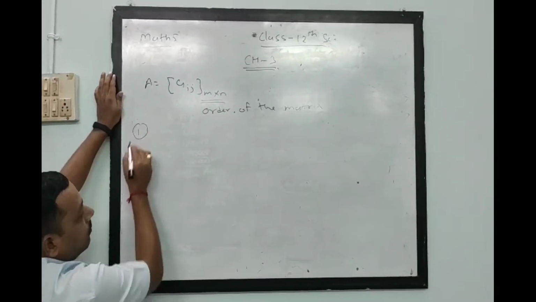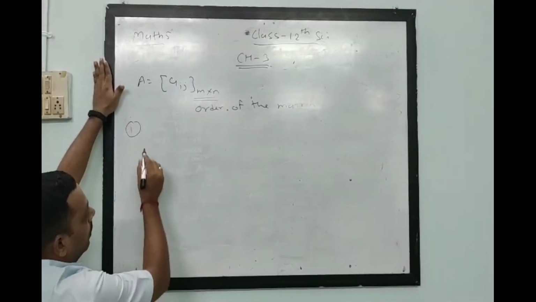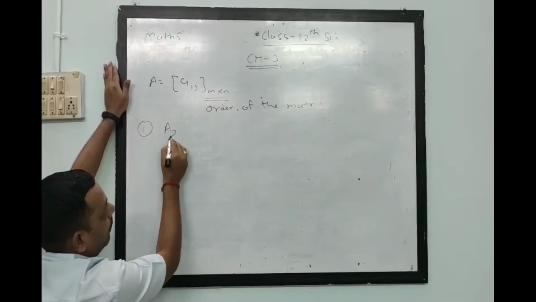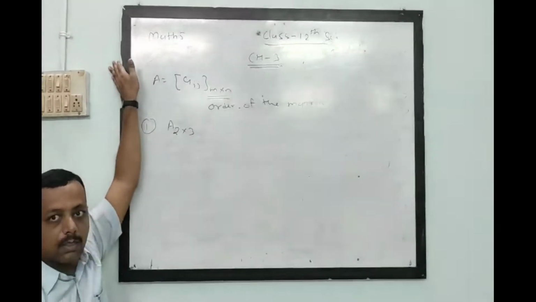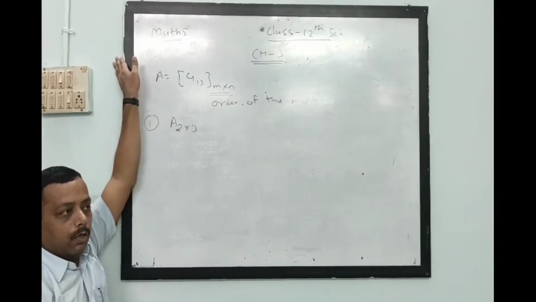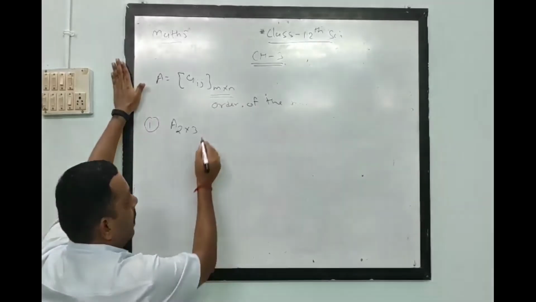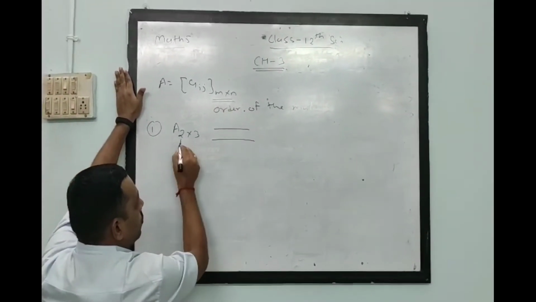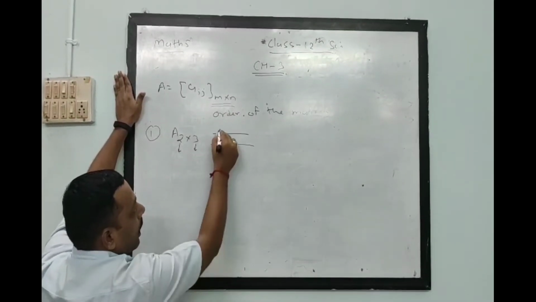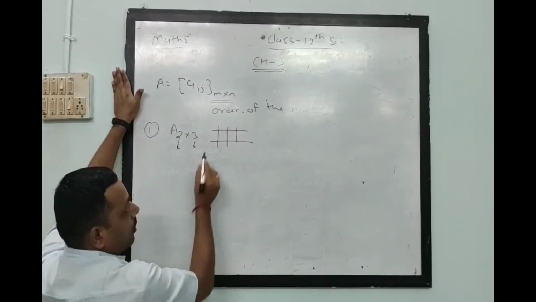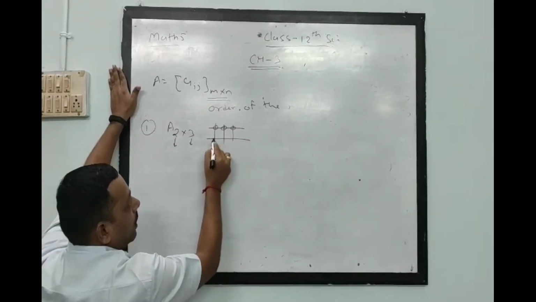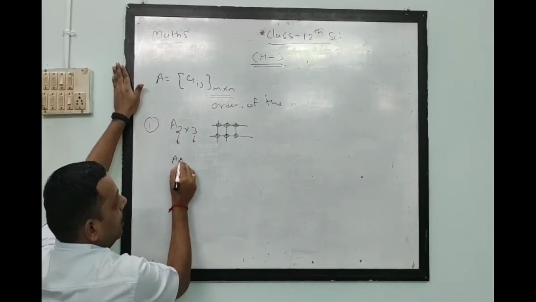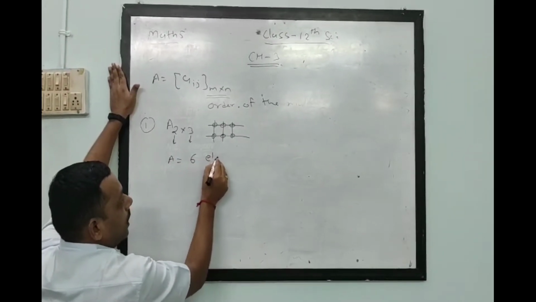In the exam, for a 1 mark question, if it says that matrix A has order 2 by 3, then write the number of elements in this matrix. So we can say 2 rows, because 2 is the row and 3 is the column. This way we can observe that there are in total 6 entries. So we can say this matrix A has 6 elements.